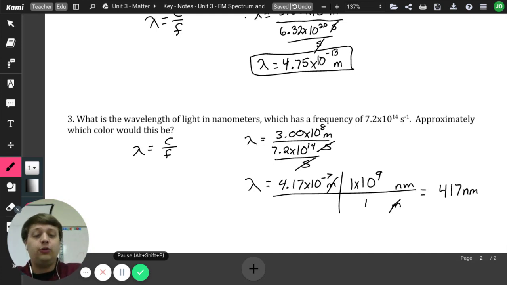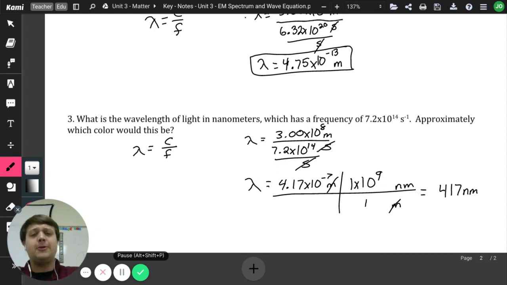So the question was, what is the wavelength of light in nanometers, which has a frequency of 7.2 times 10 to the 14th S to the negative 1? Approximately what color would this be? There's 2 extra things that we're doing here. One, we're having to solve for nanometers, so they're asking us to actually convert it into nanometers when we're done. And 2, we're actually having to predict what the color would be.